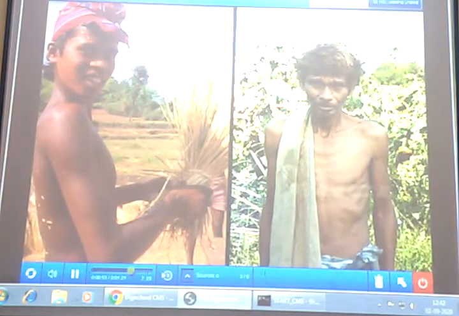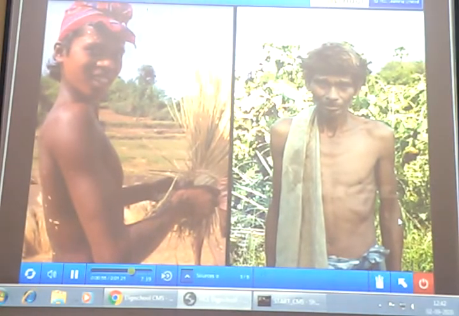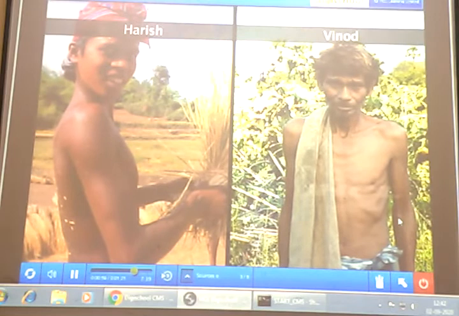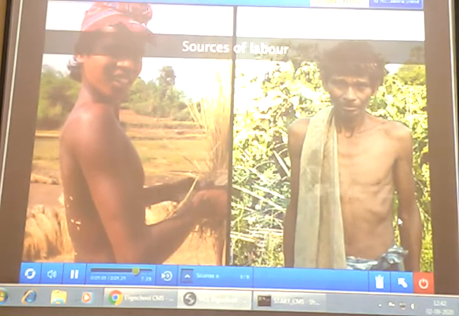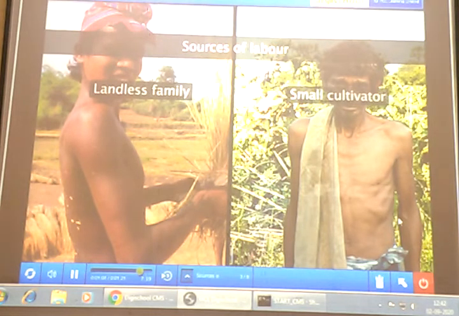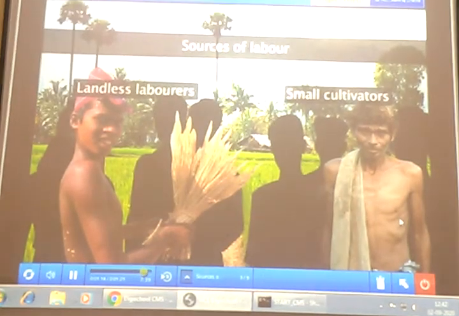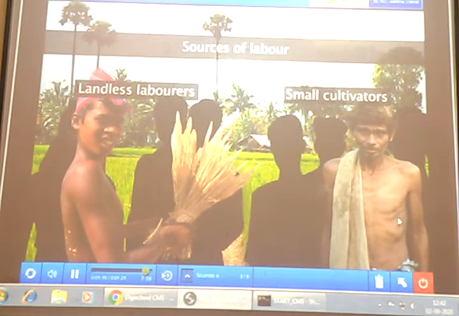There are 2 farm laborers working on Gopal's farm, Harish and Vinod. Harish comes from a landless family, while Vinod's family cultivates small plots of land. Like Harish and Vinod, most of the farm laborers in Palampur come either from landless families or families cultivating small plots of land.